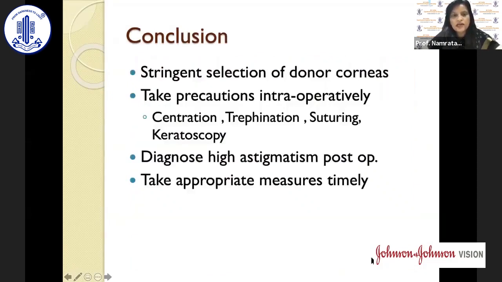So to conclude, one has to be very stringent with the selection of the donor corneas, take precautions intraoperatively in terms of centration, trephination, suturing, and keratoscopy, diagnose these cases of high astigmatism postoperatively, and take appropriate measures timely.